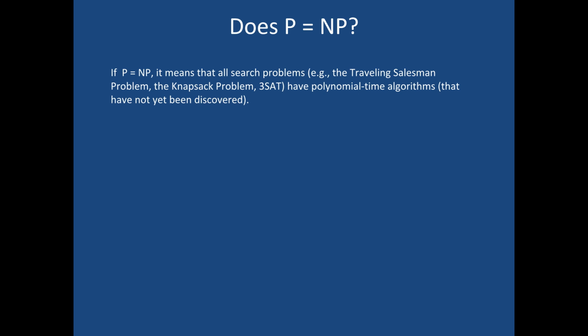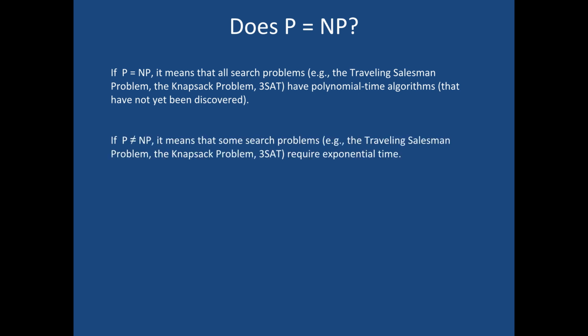Are the two sets the same? If they're the same, it means that all such problems that we've looked at, such as the traveling salesman problem, the NAE-SAT problem, 3SAT, and so on, all have fast algorithms that have not yet been discovered. So if P equals NP, there are these thousands of problems that people have studied and been unable to find fast solutions for, that would, in this case, turn out to have fast solutions. If they're not the same, it means that all those problems that I just mentioned actually require exponential time.